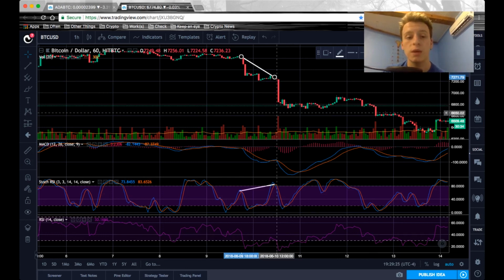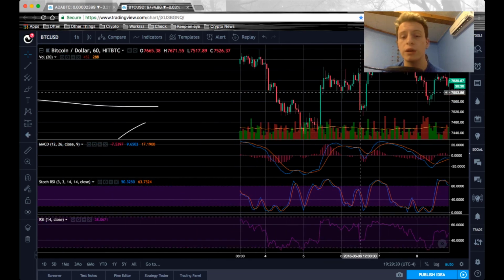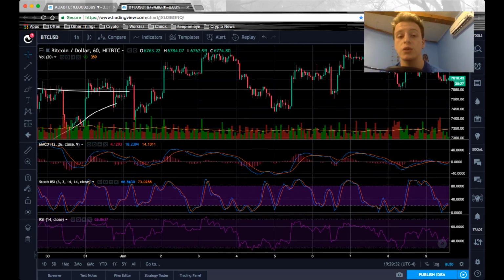So overall, I would really just say, make sure you're using other indicators in addition to just divergence. Just like any sort of pattern, it's not solely accurate by itself. It has to be used in addition with other time frames and other patterns and other indicators and oscillators as well.